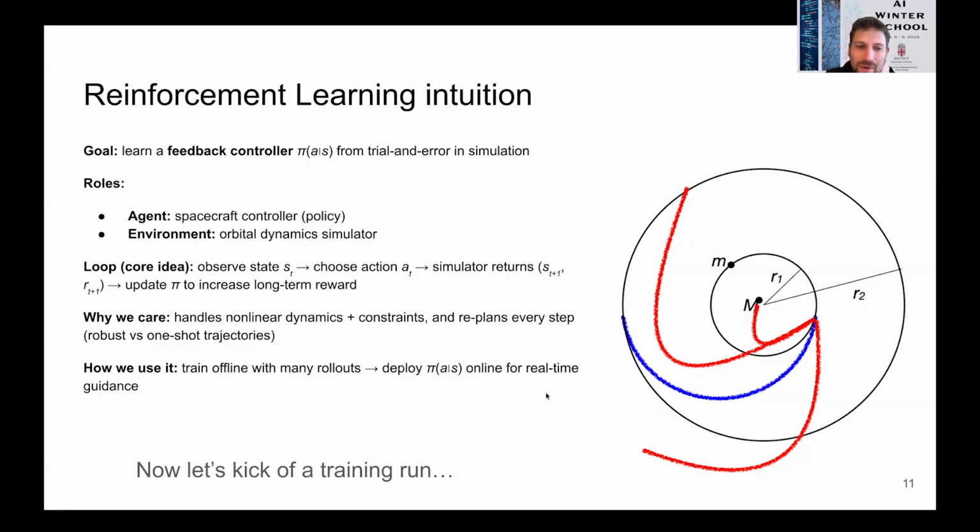So how do we do this in practice? We're going to simulate many of these trajectories and use that to learn what the right policies are for our feedback controller. And eventually we're going to get this neural network artifact, which given a state will tell us the right action to take to get efficient, close to Hohmann-like transfers between R1 and R2.